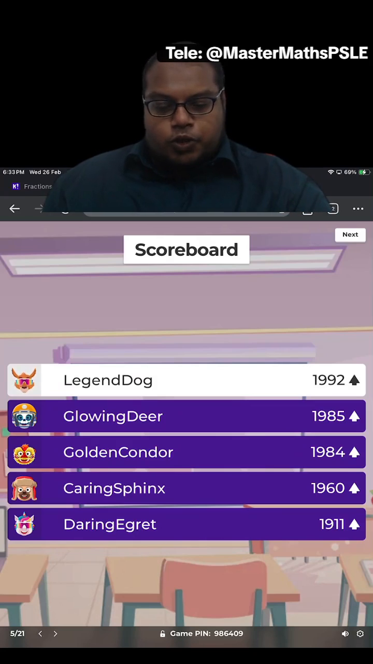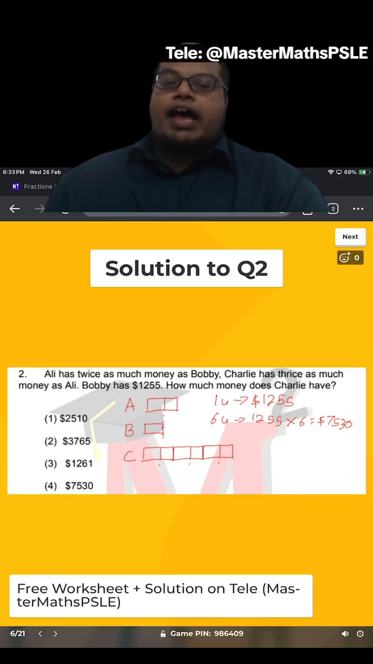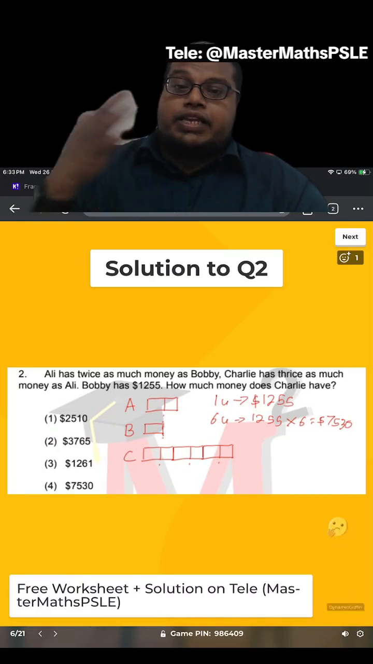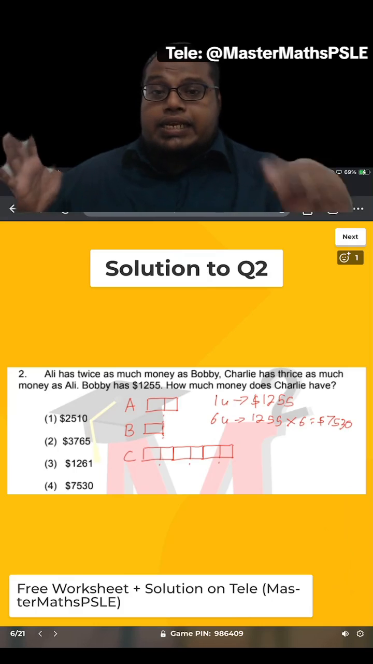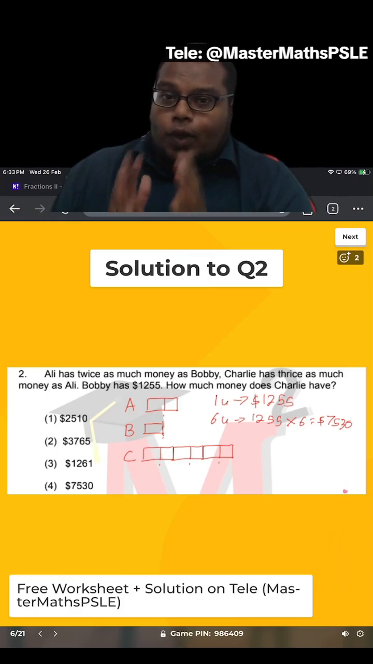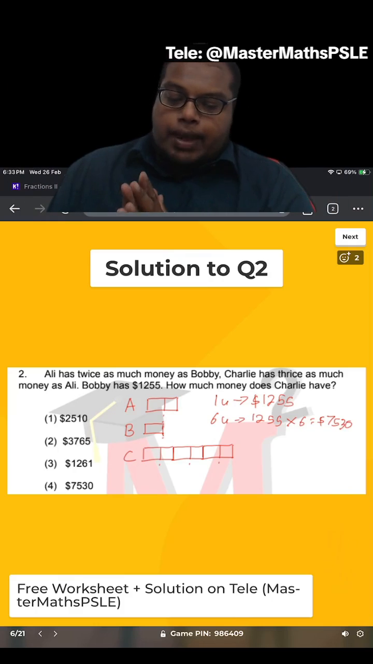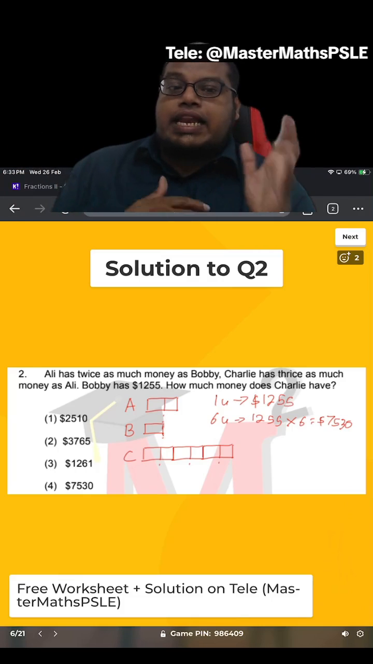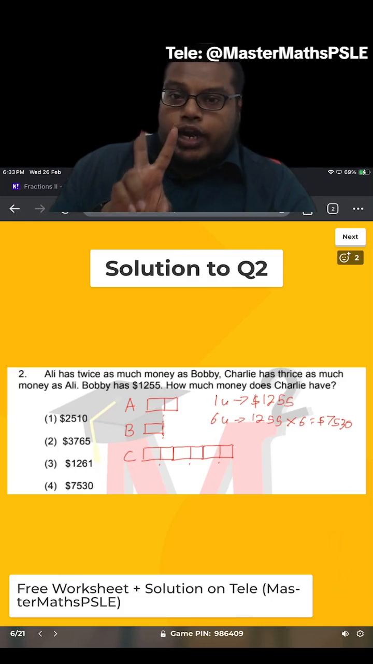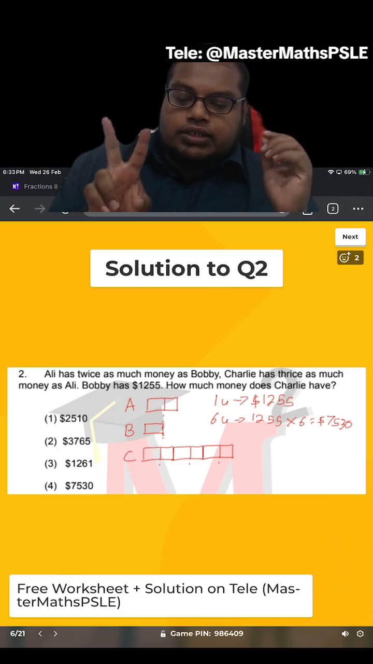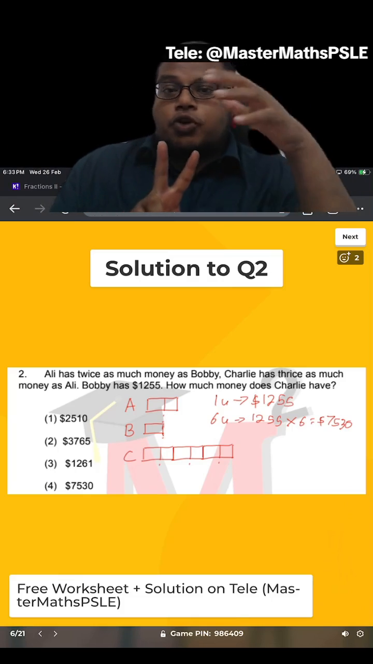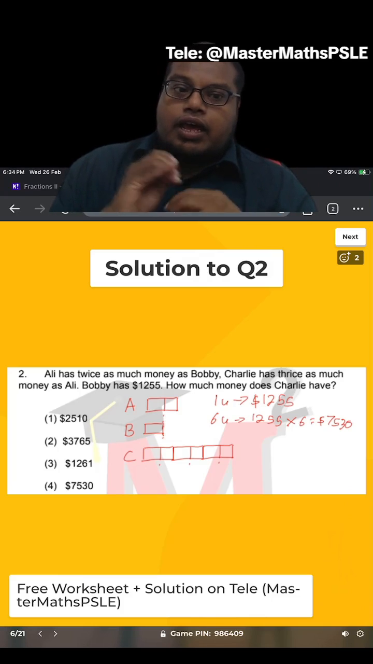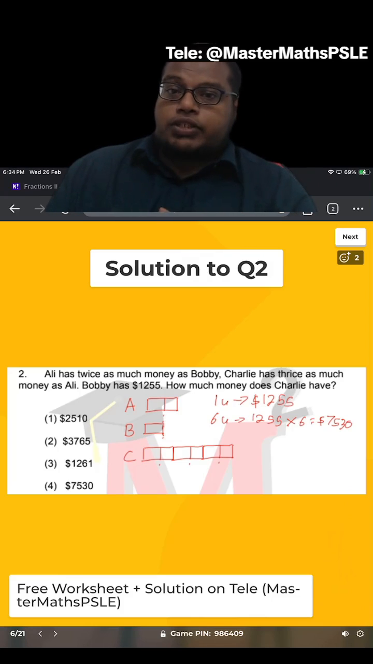Okay, now let's go to the solution. So Ali has twice as much money as Bobby, right? So Ali is like 2 units and Bobby is just 1 unit. Okay, but Charlie is thrice as much as Ali. Ali is 2, right? So Charlie is 3 times of 2, so it will be 6. So that's why you see 6 boxes down there.